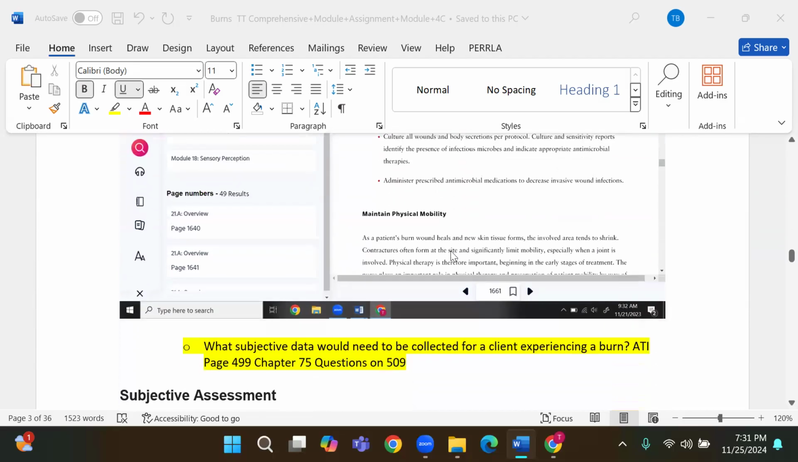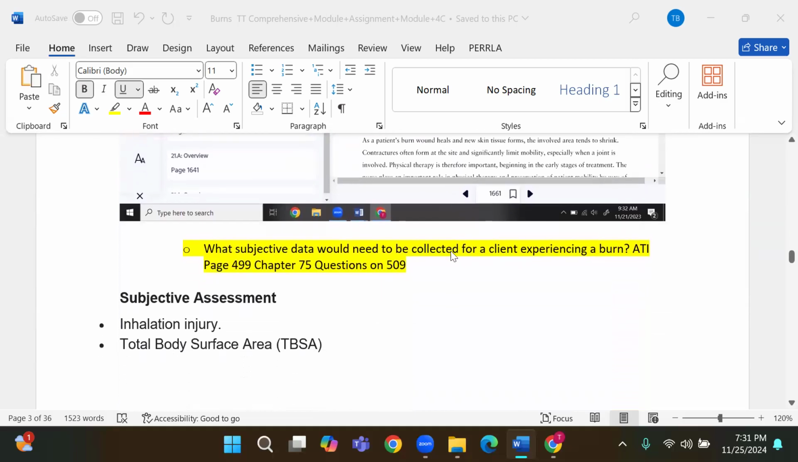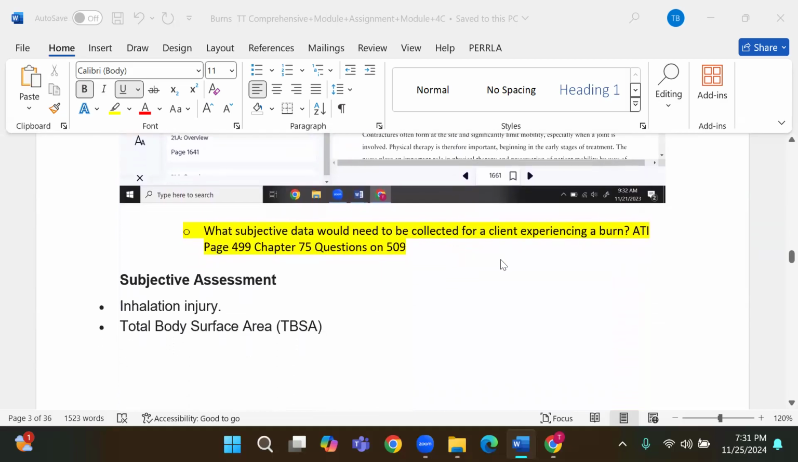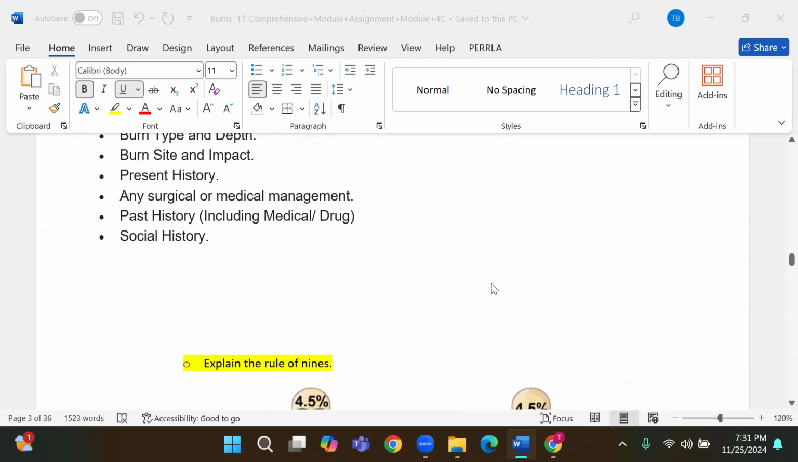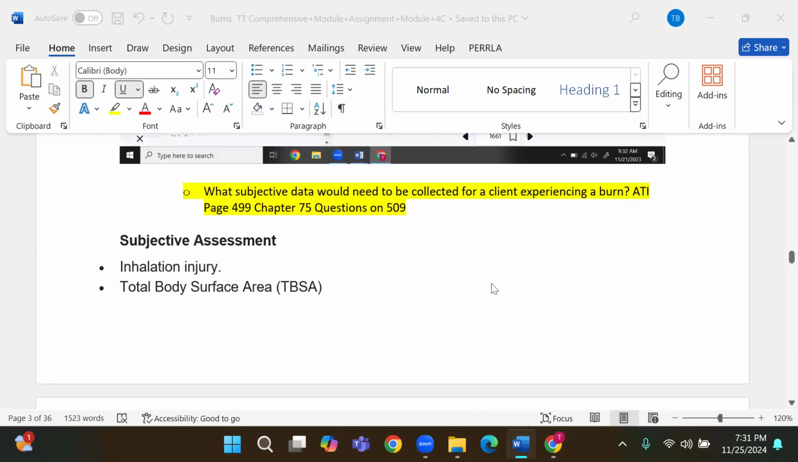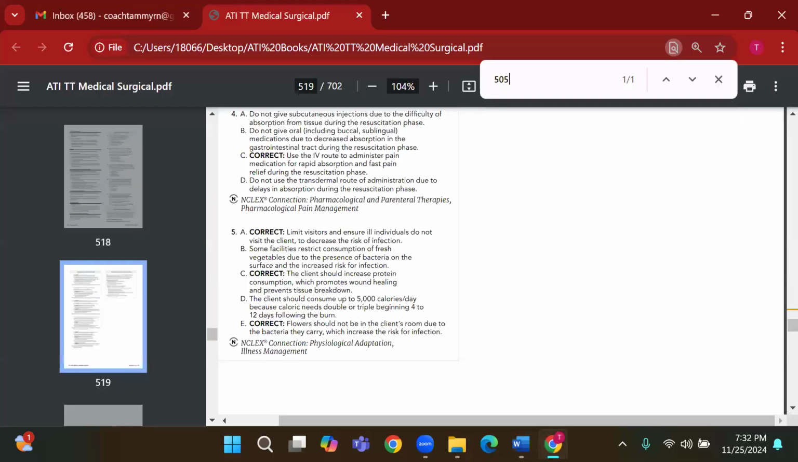I think we've covered everything here. And it says, which subjective data would you need to collect, and then what is the objective data? Let's go here. Rule of nines. I wonder if it's in this chapter, I don't know. We'll go to ATI page 499. Let's just go there real quick. Okay. Let's see if we can go to 499. I don't know if it's in this chapter.